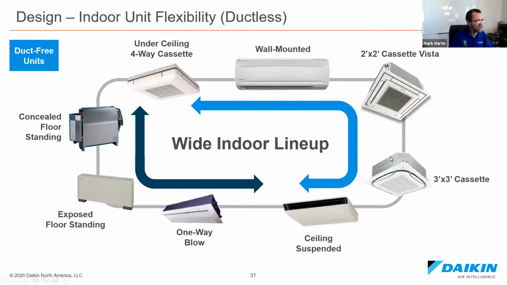We have 2 styles of cassettes, a 3x3, which has 360 round flow. And then this is rather new, the Vista. This is a very nice cassette. It's smaller. The biggest it goes is the 18,000 BTUs. So many different styles of non-ducted fan coils, or ductless, excuse me.